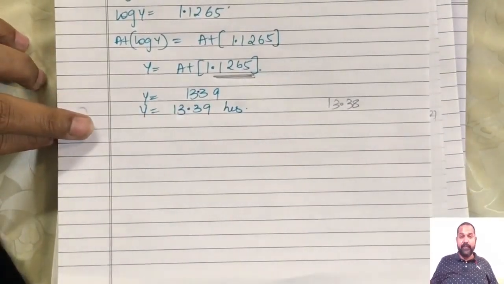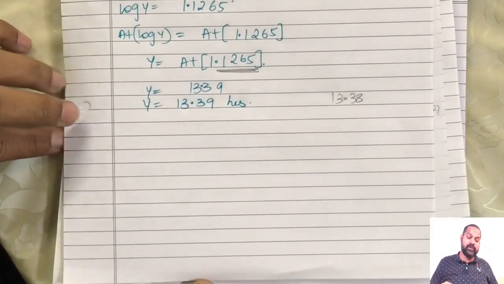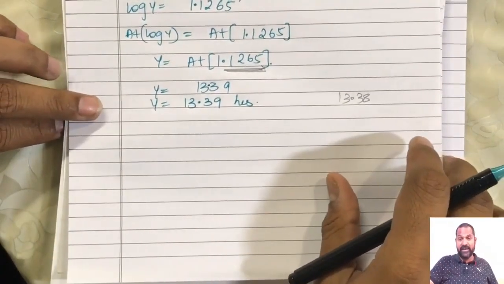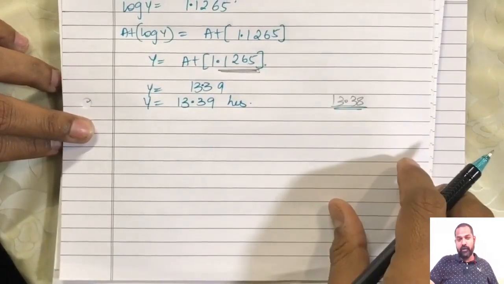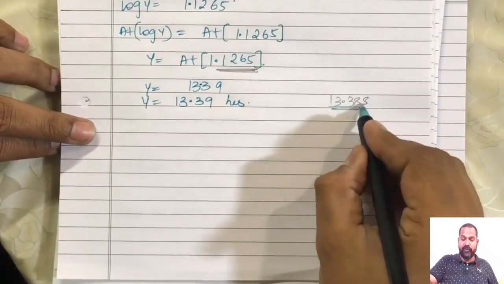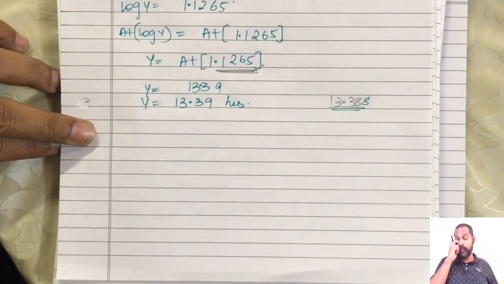So the average time it takes to make 30 units is 13.39 hours. Isn't it the same that we got? 13.388 actually we got. Approximate is 13.39.